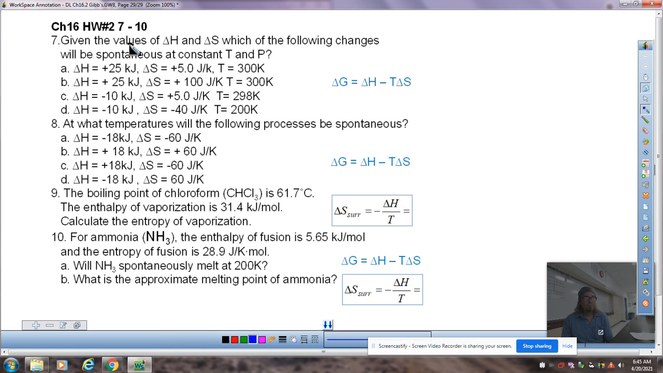Chapter 16, homework number 2 is your assignment. A nice important one. Here's a couple questions to help us practice what we just did. So in number 7, looking and seeing with these particular numbers if it's spontaneous or not. Number 8, finding what temperature it starts to become spontaneous, and then some things like we just finished with there for 9 and 10. Very important assignment. Make sure you do it.